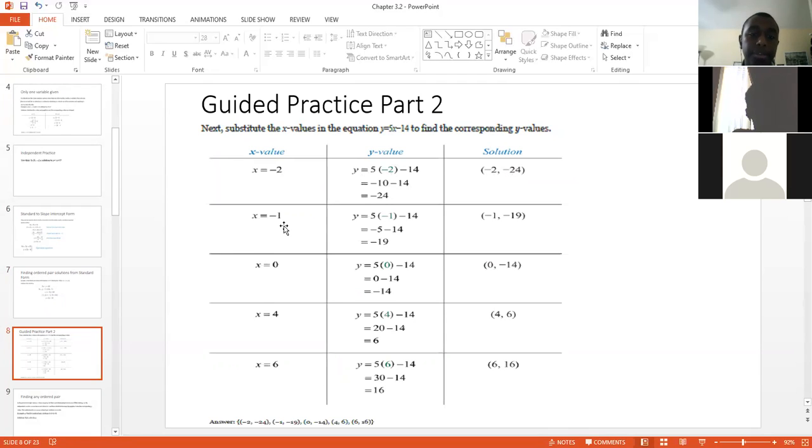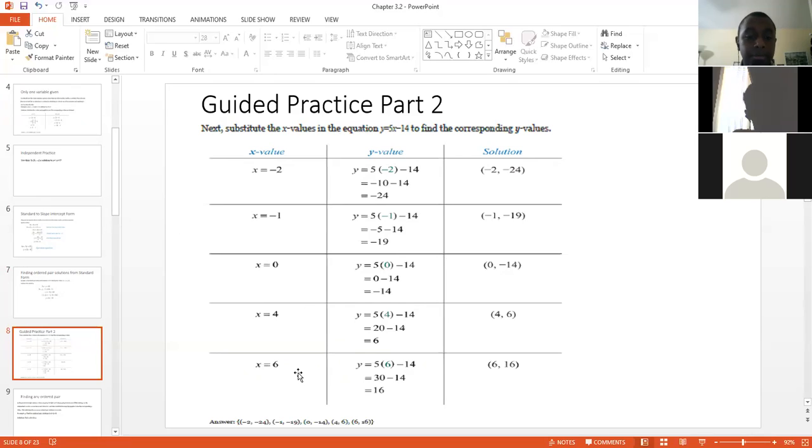The second x value, negative 1. Just plug it in, you get negative 19. The solution is negative 1, negative 19. The third x value is 0, you get negative 14 after doing all the math.